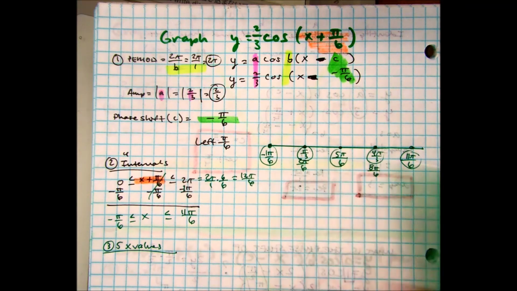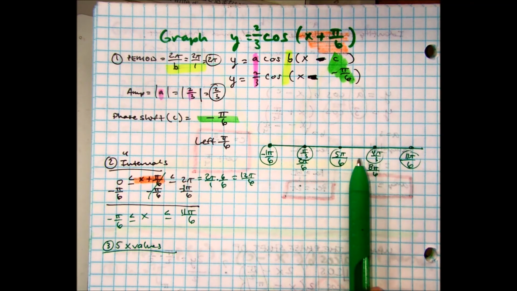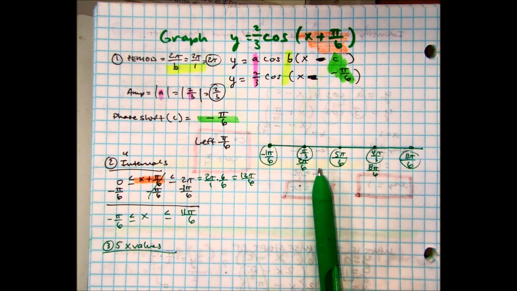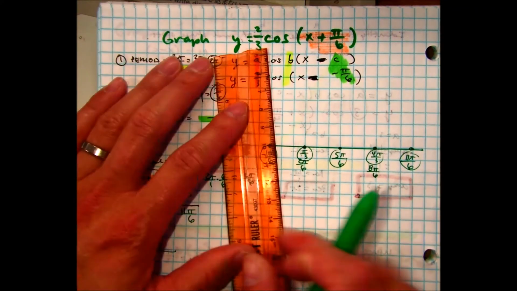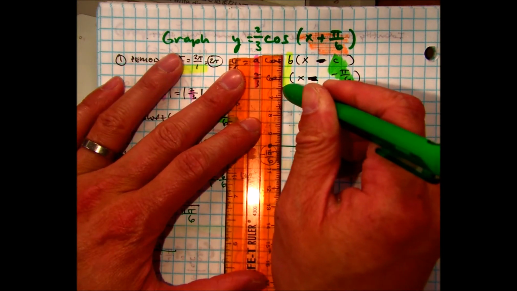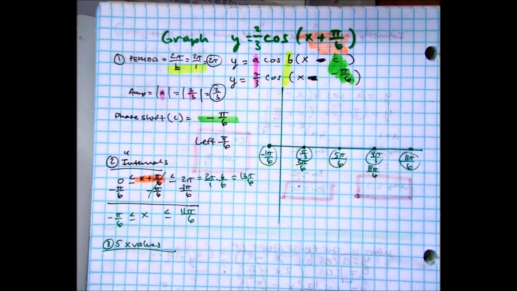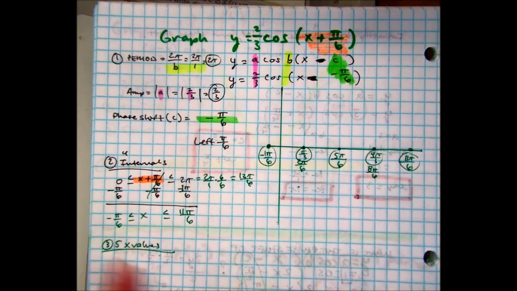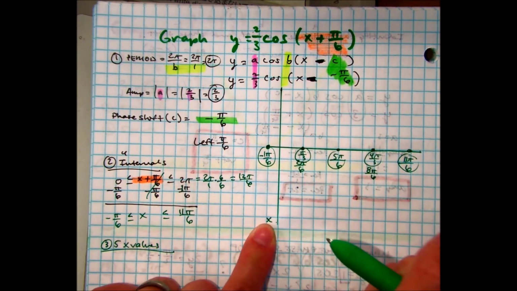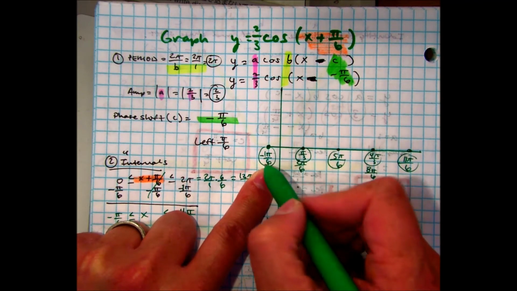Now, after you complete these 5 points, you can identify where 0 is, the y-axis. Is it here? Is it here? Is it here? Notice how it's between a negative and a positive, so kind of just draw your line there. Alright, let's go ahead and get our x values now. No longer are you starting at 0, you're starting with your phase shift, which is negative pi over 6.